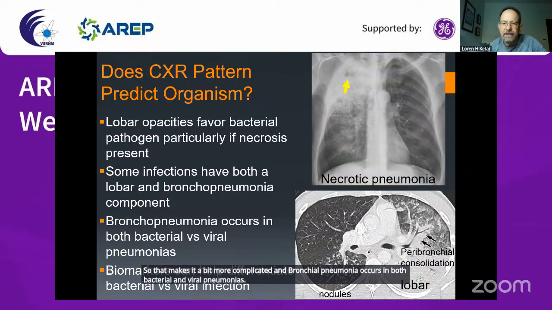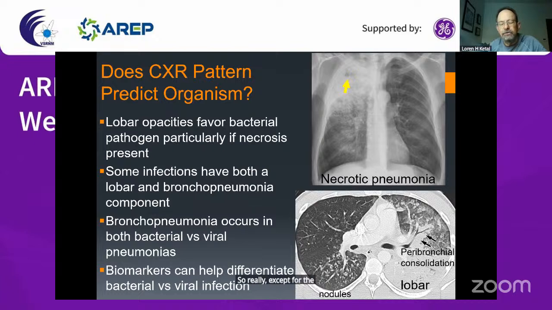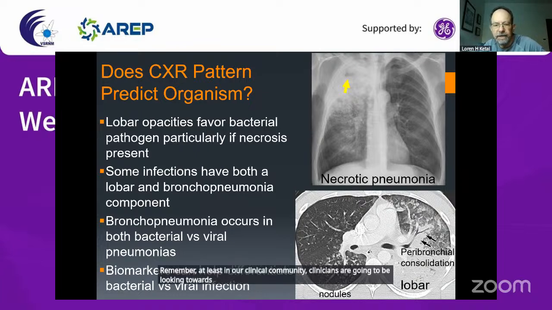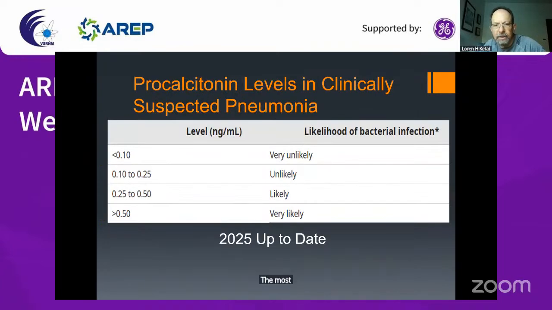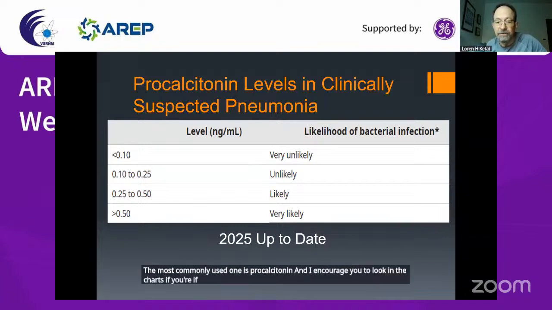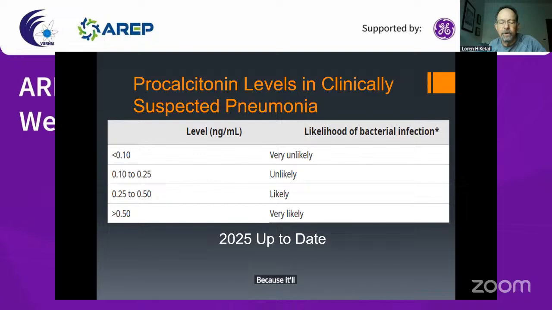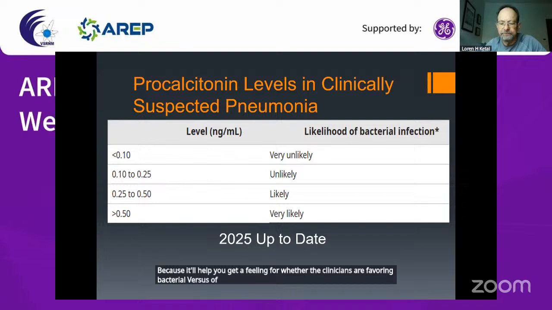So really, except for the lobar pneumonias and those with necrosis, it's going to be difficult for us to predict bacterial versus viral infection. Remember, at least in our clinical community, clinicians are going to be looking towards biomarkers to help them with that. The most commonly used one is procalcitonin, and I encourage you to look in the charts if these are obtained at your institution, because it'll help you get a feeling for whether the clinicians are favoring a bacterial versus a viral infection.